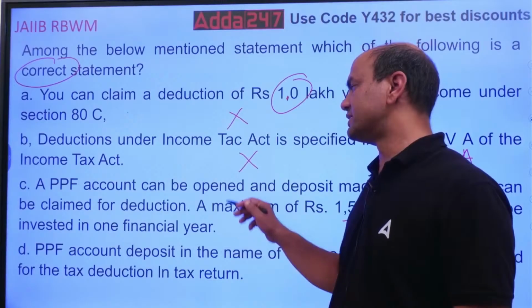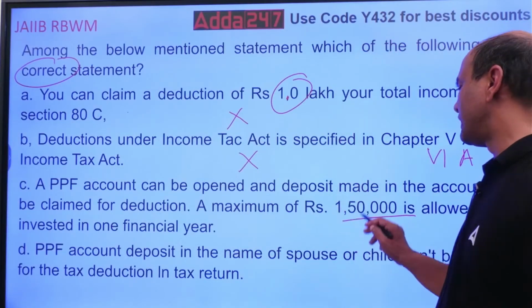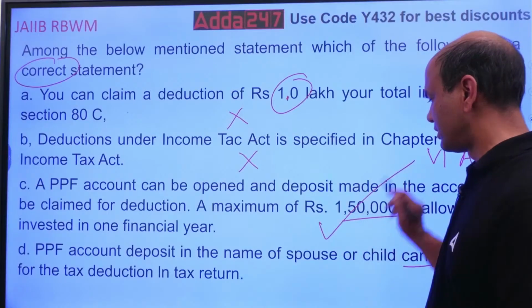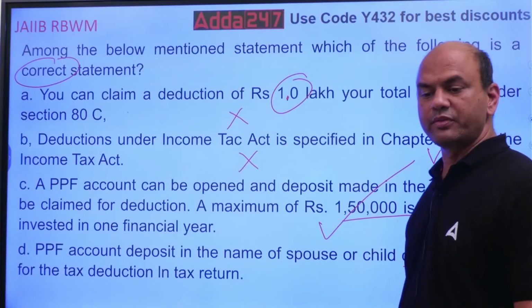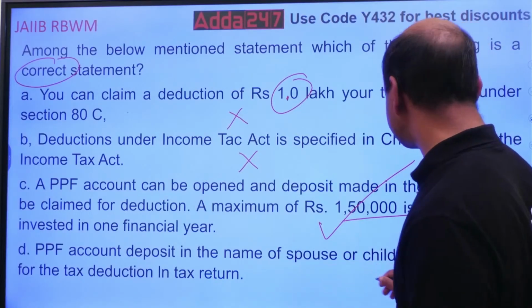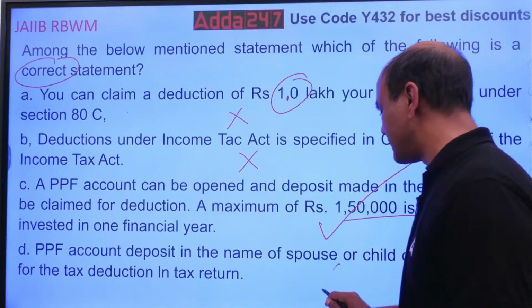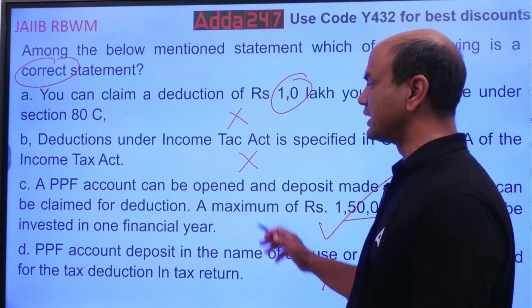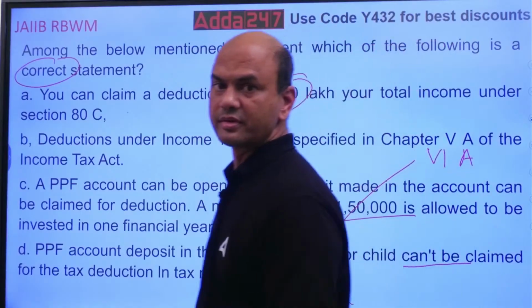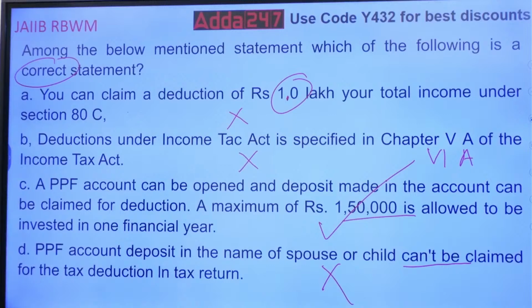Now this and this, C and D. PPF, 1,50,000 allowed. PPF account in the name of spouse can't be claimed under the tax deduction. So that is wrong. It can be claimed. So the answer is C. Okay, answer is C. Everyone, kindly note, this is very important. C answer is very important.